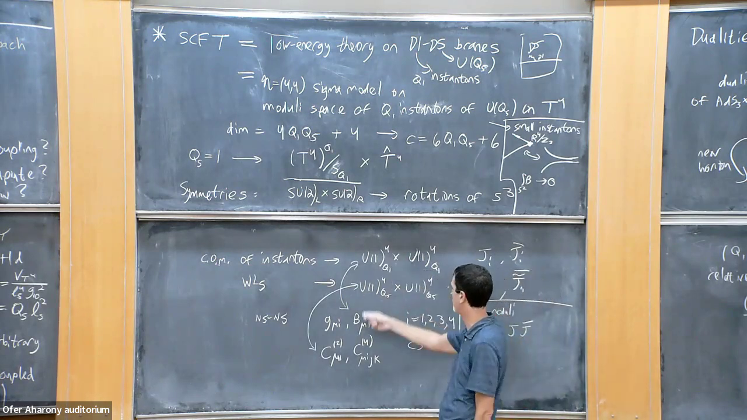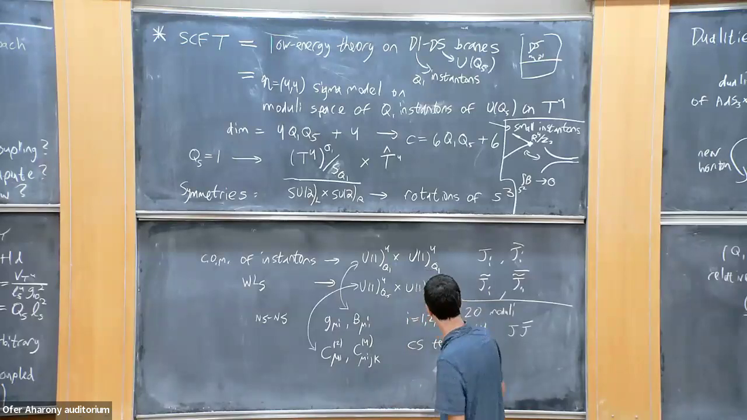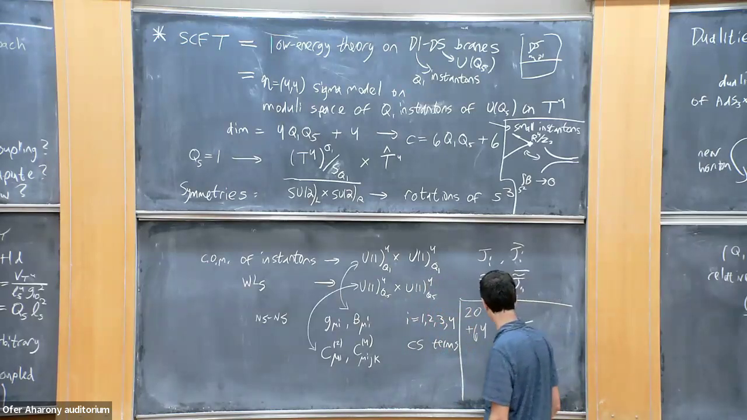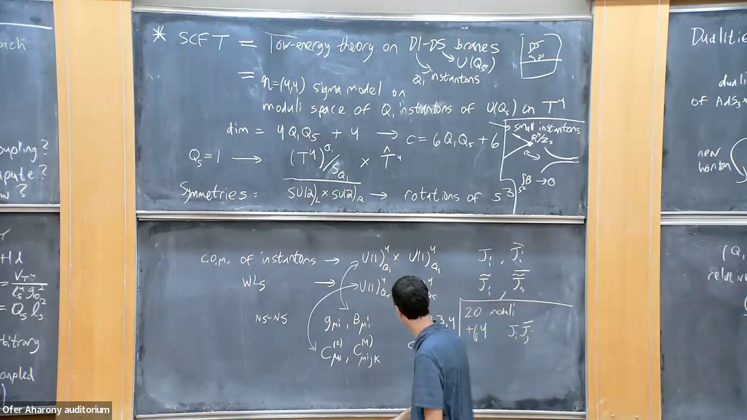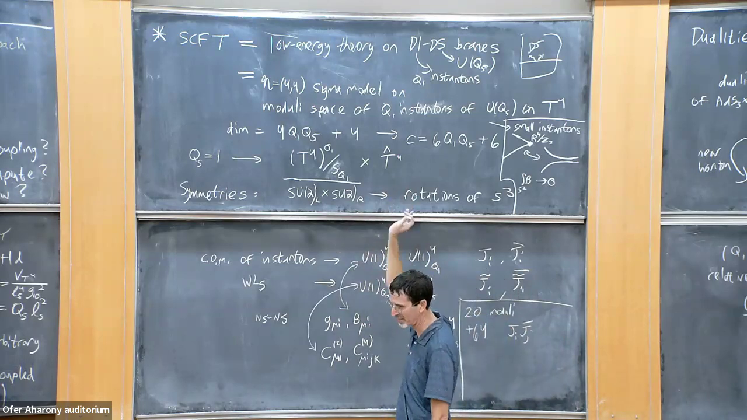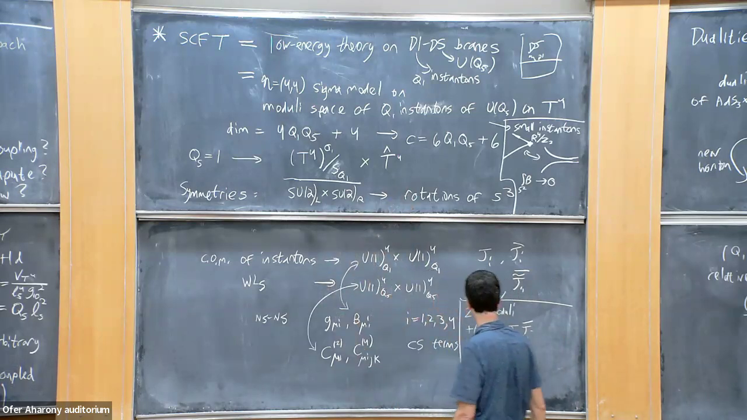And in this case, we have 8 left-moving and 8 right-moving currents, so that we have 64 additional exactly marginal deformations of the form JJ bar, which just act on these U1 sectors. In some sense, they just act on these periodic scalars that I described before.